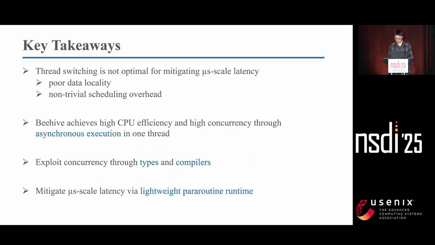Finally, here are some key takeaways. Thread switching is not optimal for mitigating microsecond scale latency because of poor data locality and non-trivial scheduling overhead. Beehive achieves high CPU efficiency and high concurrency through asynchronous execution in one thread. We exploit concurrency through types and compilers, and we mitigate microsecond scale latency via a lightweight pararoutine runtime.